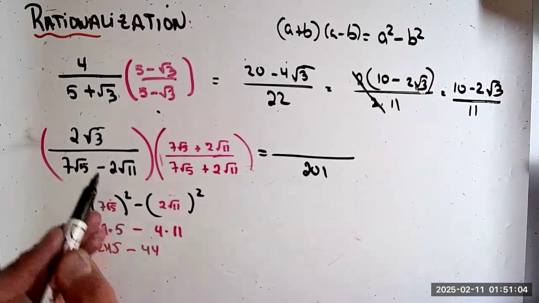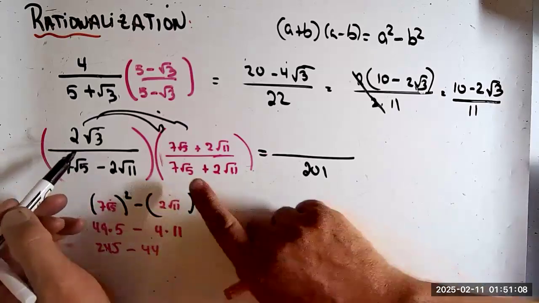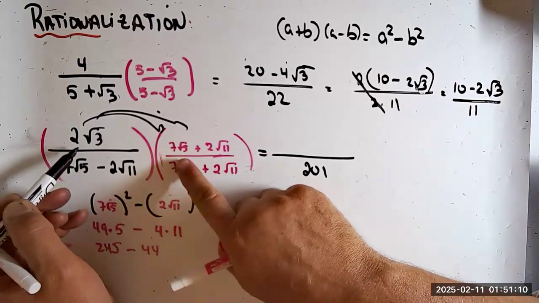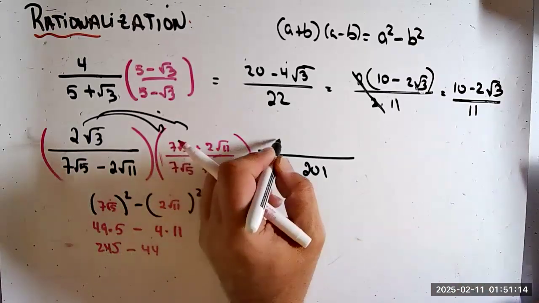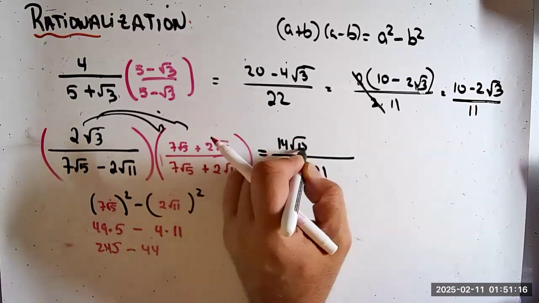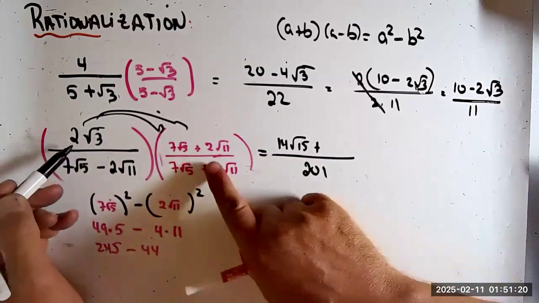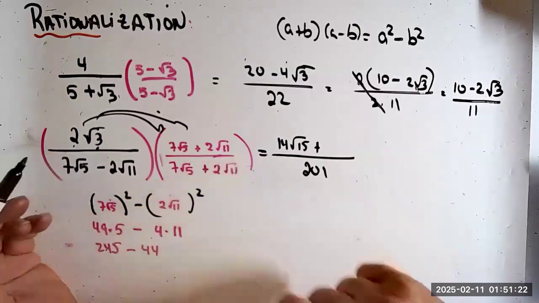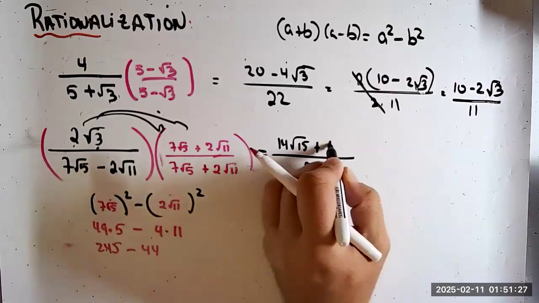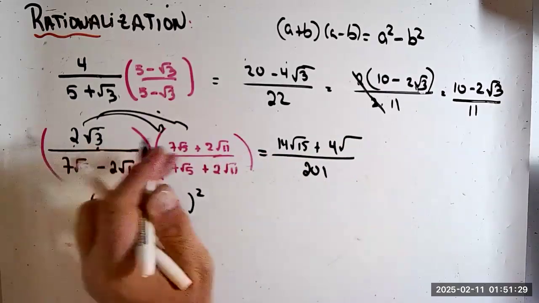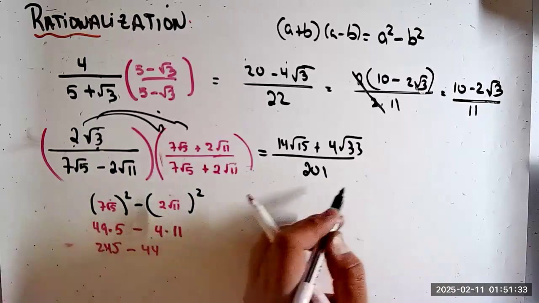And what do I have in the numerator? We distribute. It will be 2 times 7, that's 14. Radical 3 times radical 5, that will be radical 15. So 14 radical 15 plus 2 times 2, 4, 3 times 11, 33. So coefficient with coefficient, that will be 4. Radicand with radicand, 33. And we're done.